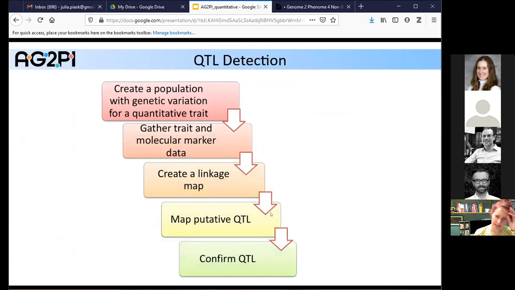And that's about all I can actually say about QTL detection. The math is somewhat complicated, but very elegant. The steps, in general, are that you create a population that has sufficient genetic variation for your quantitative trait. That sounds obvious, but we've definitely seen populations that turned out to not be segregating, and what a waste of effort. Trait and molecular marker data are gathered on that population. That's used to create the linkage map, that is, the order of markers into linkage groups. A linkage group is typically a chromosome. Then you map the possible QTL and confirm those in a new population.